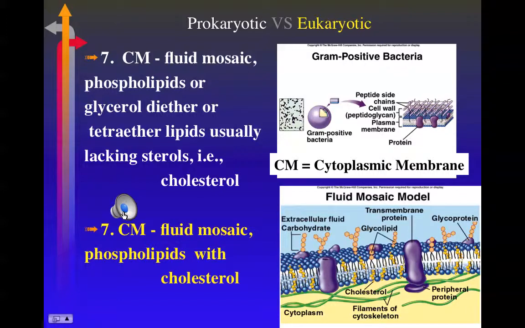Prokaryotic versus eukaryotic cell membranes. The cytoplasmic or plasma or cell membrane that we find in a prokaryotic cell tends to have a fluid mosaic arrangement. Well, that's exactly the kind of arrangement that we see with eukaryotic cells. So it's not how it's constructed that's different between prokaryotic and eukaryotic cells. Instead, it's what it's made of that differentiates prokaryotic cell membranes versus eukaryotic cell membranes.